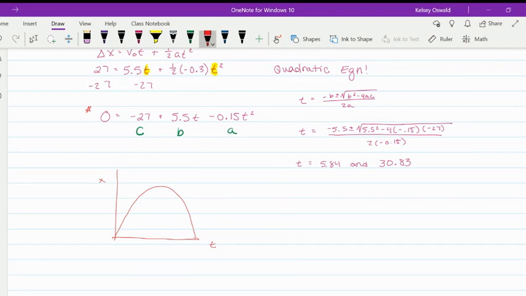To figure out which point is correct, we need to think about this. So we wanted to find when our position was 27. So it'll be about there. And again, we can see that there's 2 points where we're going to hit a position of 27. This first one being at 5.84 seconds, the second one being at 30.83.